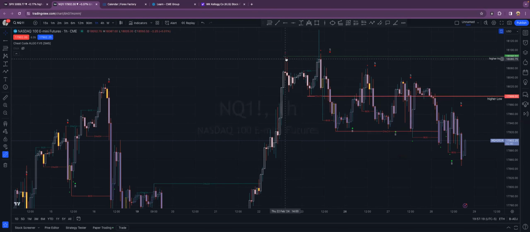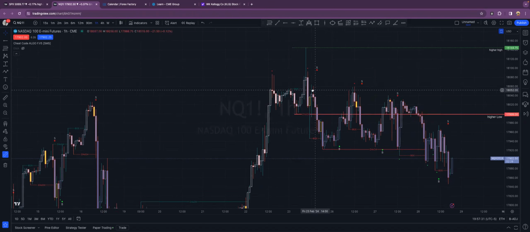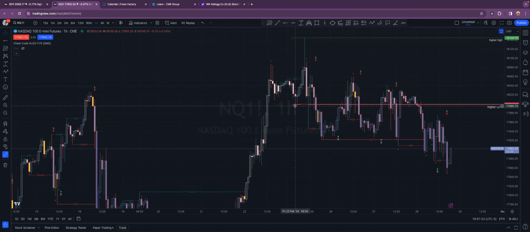So this was your higher high. When it came down, this was your higher low. When they took out this higher high, this became the new higher high, right? So when they came back down, they should never have taken out this low. The moment they took this low out, that became a problem, right?